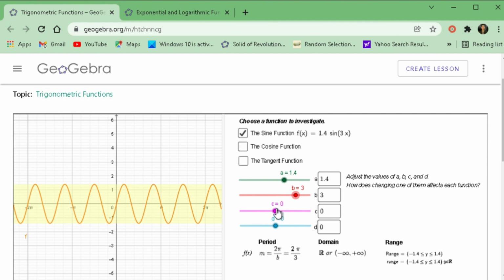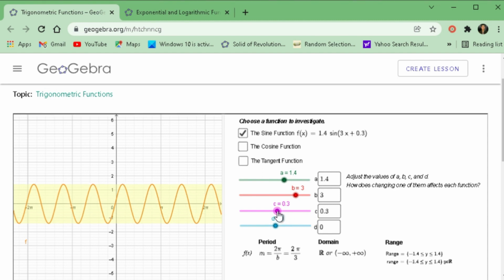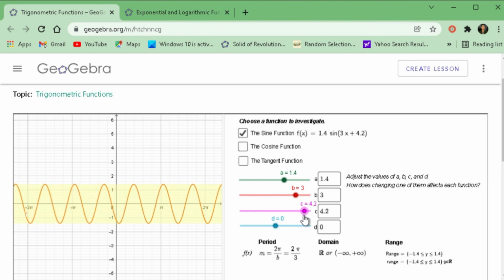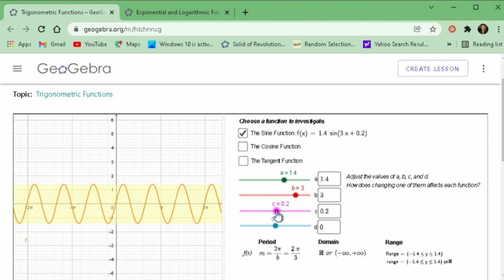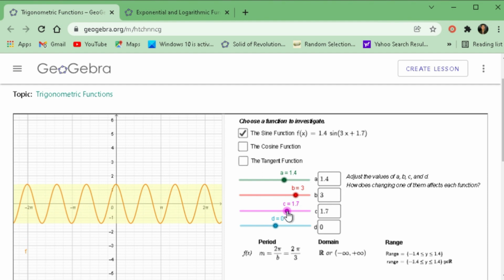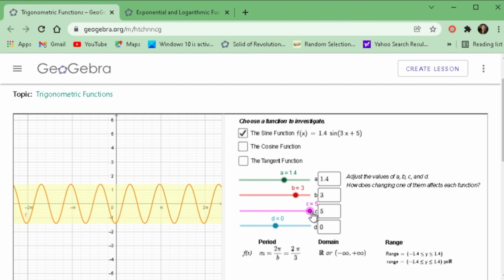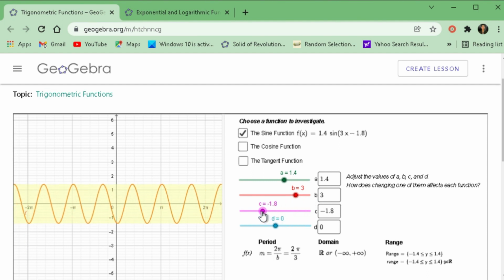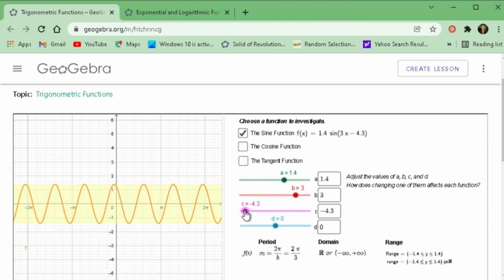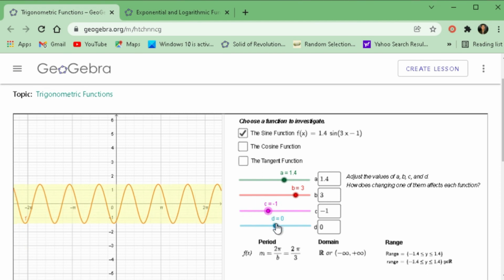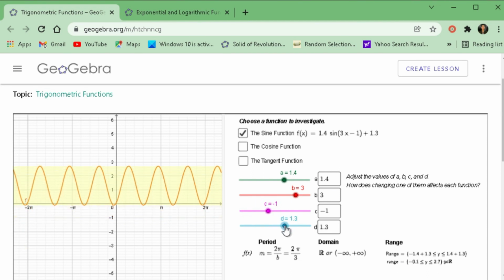Alright? Now, what is C and D? C and D here are the vertical and horizontal shifts. Translation lang siya. So what does it do? It transfers the graph horizontally. So if I put it a positive number, high positive number, for example 3.4, pumupunta sa left yung graph. Pag sa negative naman, pumupunta yung graph sa right.